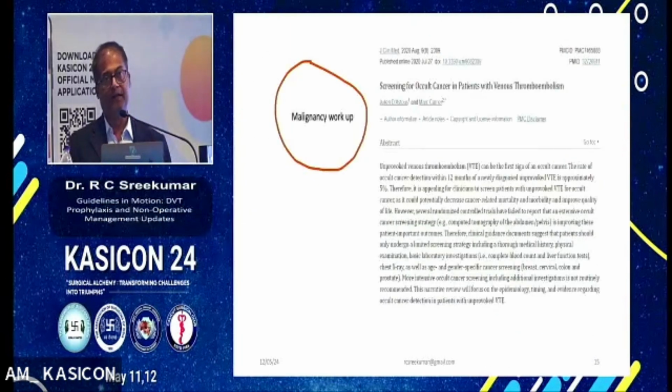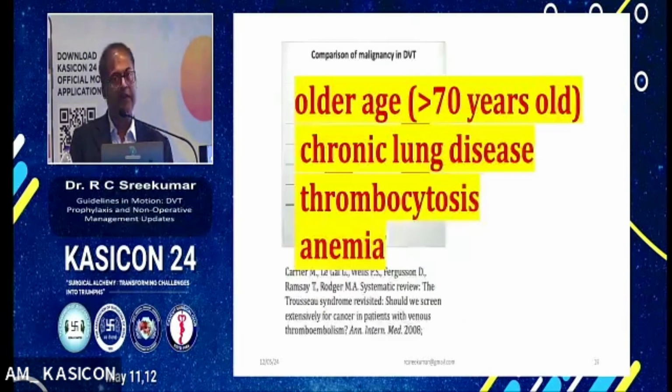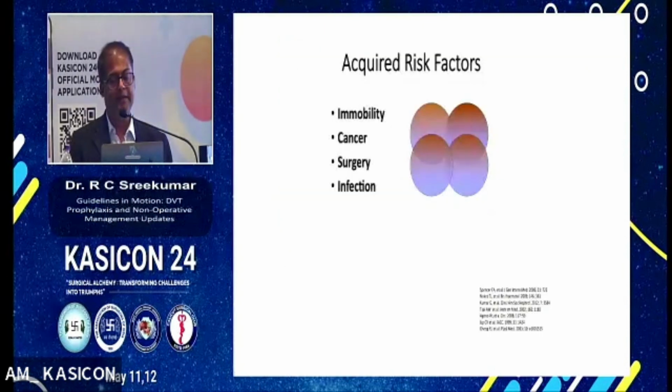Next thing is malignancy. 10% of DVT patients have some malignancy. So we have to look during 1-year follow-up, per the recent studies. Also, as surgeons, we should look for any possibility of malignancy in any part of the body, because unprovoked DVT can be due to an occult cancer. Particularly if you follow for 1 year, there will be a 15% incidence. Particularly if the patient belongs to any of these categories: old age, chronic lung disease, thrombocytosis or anemia, you should always look for malignancy in these patients.